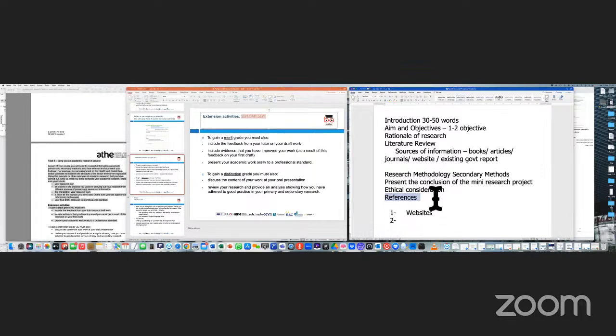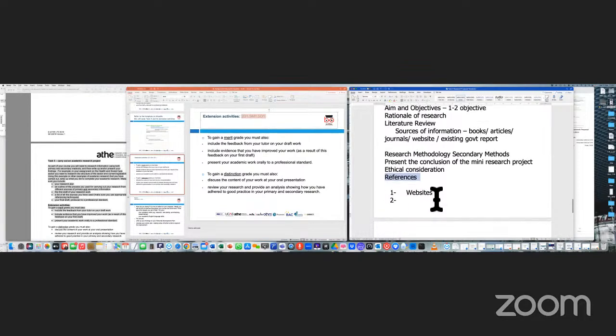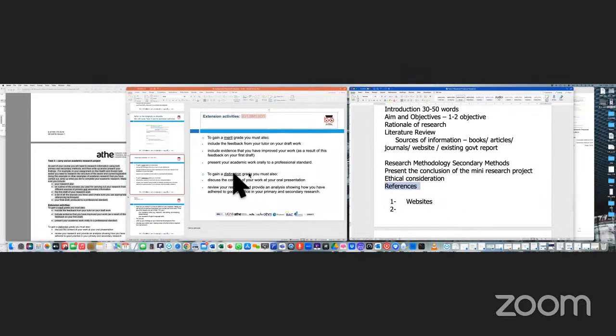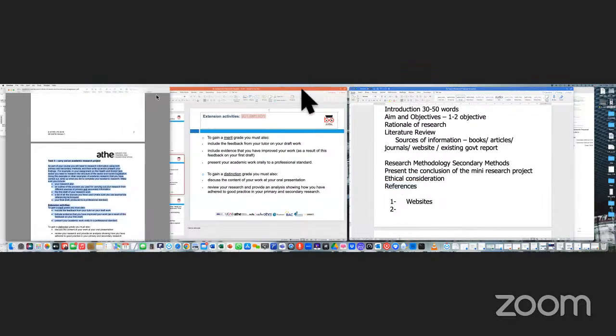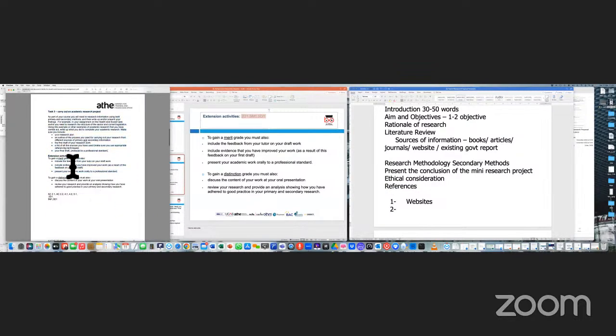Now, if you write this in about 300 to 500 words, that would help meet your task 3 in full on the assignment, and that would cover all the parts of your merit and distinction.